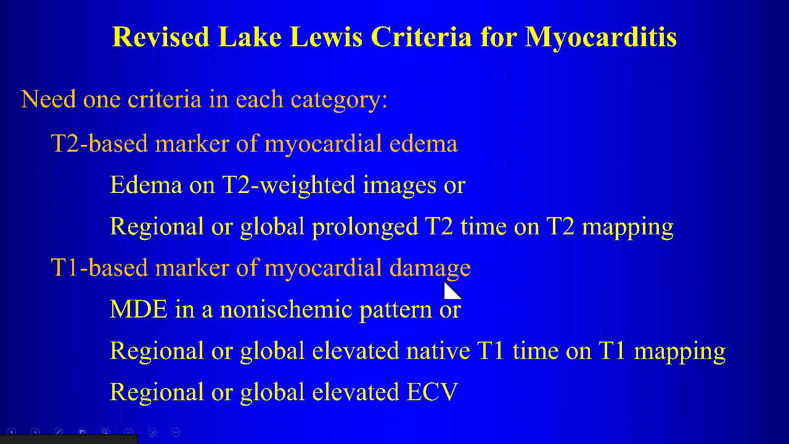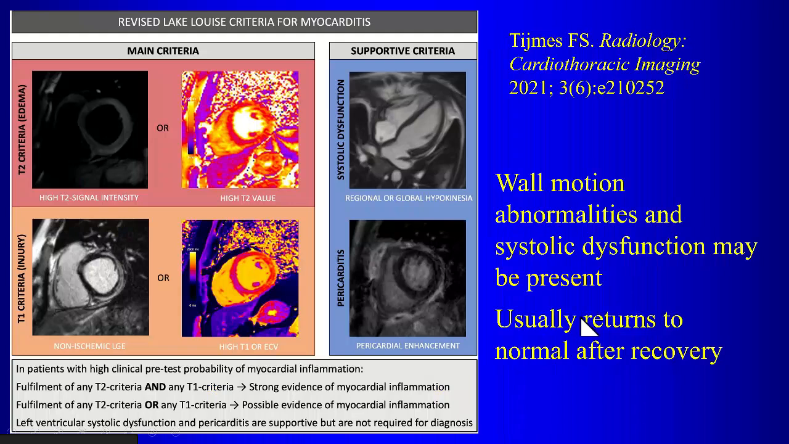T1-based marker of myocardial damage, the most common thing is to look for abnormal enhancement in a non-ischemic pattern, or you might have elevated T1 times on T1 mapping sequences, or you might have elevated extracellular volume fraction. So in most cases, we look for this. We look for delayed enhancement or elevated T1.